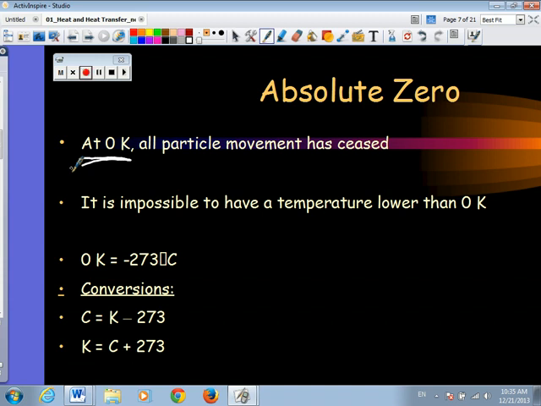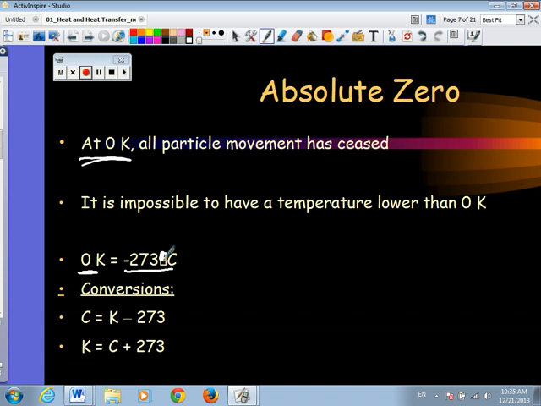I don't think experimentally we've ever gotten to that point. We've gotten to within, if I remember the research, I think within 1/10 of a degree. But once particle motion stops, you know, things could get interesting. Okay, so 0 K is minus 273. That should be a degree sign. I don't know what happened to that one.